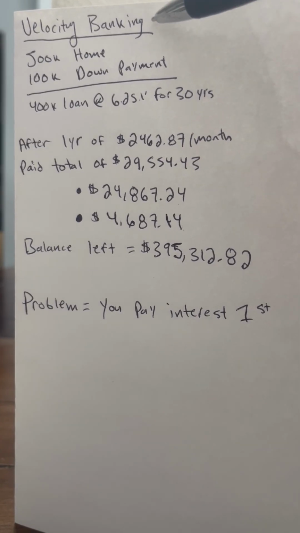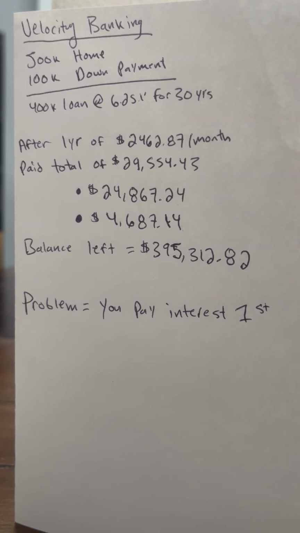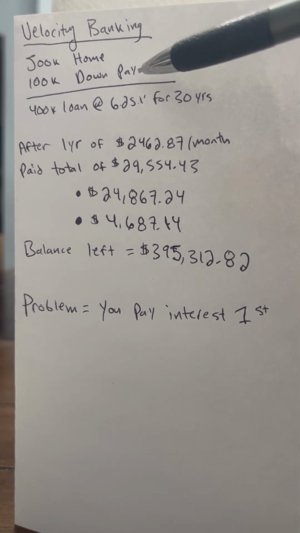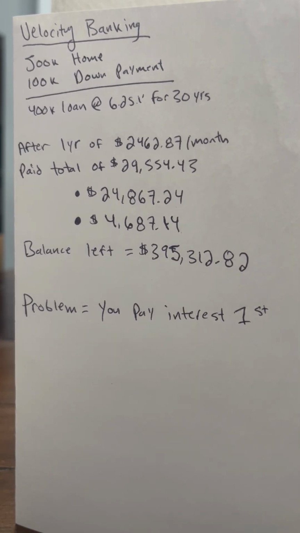I'll do more videos on velocity banking, but that's the huge difference: you're paying the principal first and then the interest. Whereas with a conventional loan, how most people do it, they're paying the interest first and then paying down the principal.